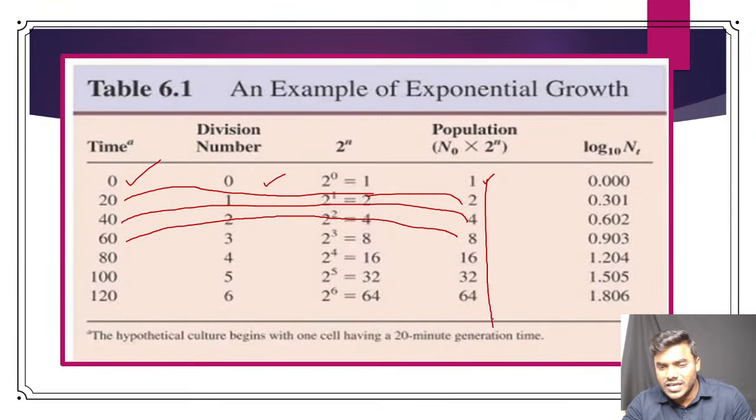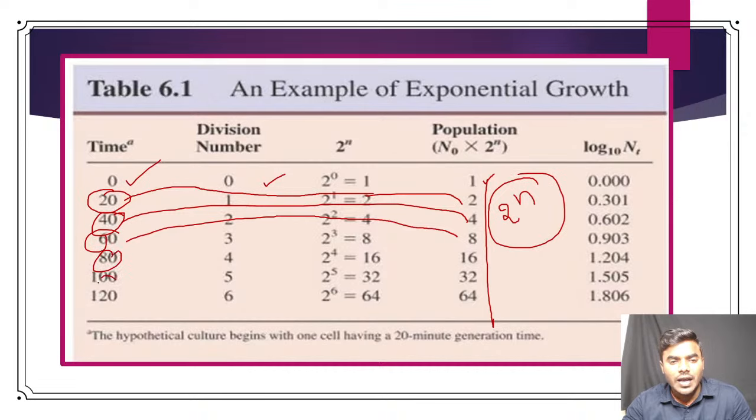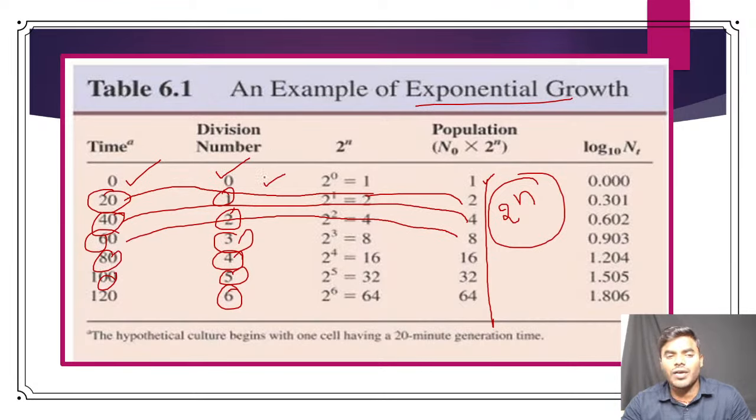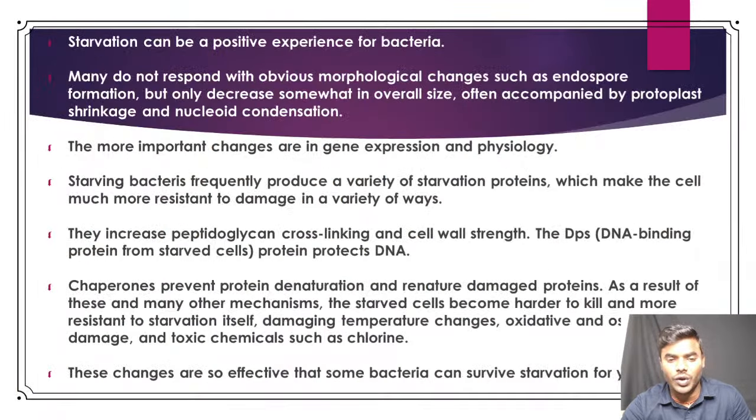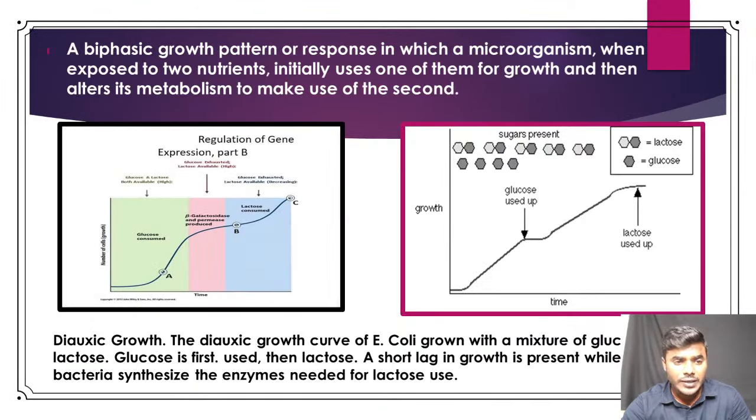You can see now, friends, it is always following 2 power n, and you can see here the time period is always 20 minutes and the division number is increasing exponentially. We can use the word logarithmically. So what is the statement I can give you? In the exponential phase, the division number or the doubling number with respect to the time is balanced, is logarithmic. I want you to remember that particular point without fail.